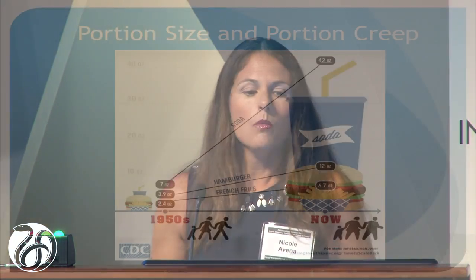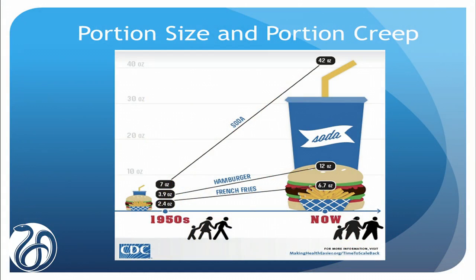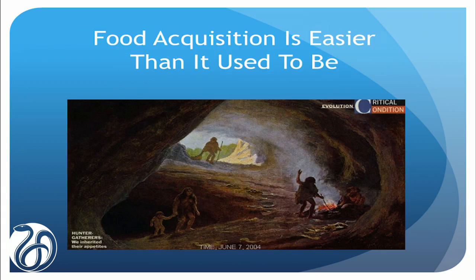So the question is, why are so many people overweight and obese? Despite all the education and all the warnings out there, why are people having a hard time regulating their body weight? Well, there are many factors. One is the increase in portion size, or portion creep, over the years. This cartoon shows that back in the 50s, the typical sizes of some of these things were relatively small compared to what we see now.